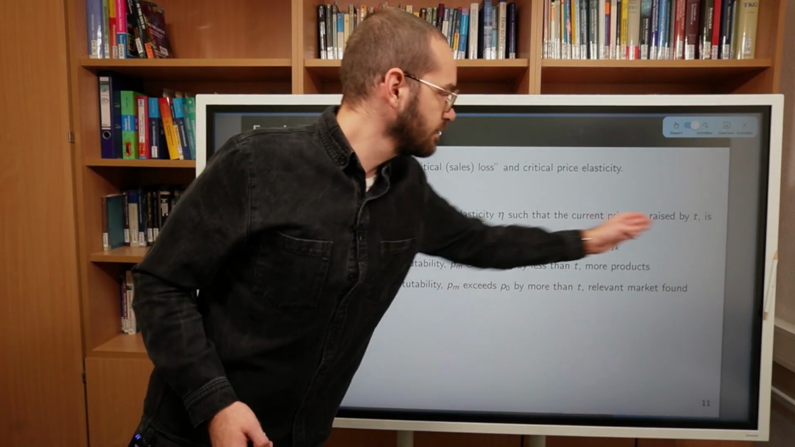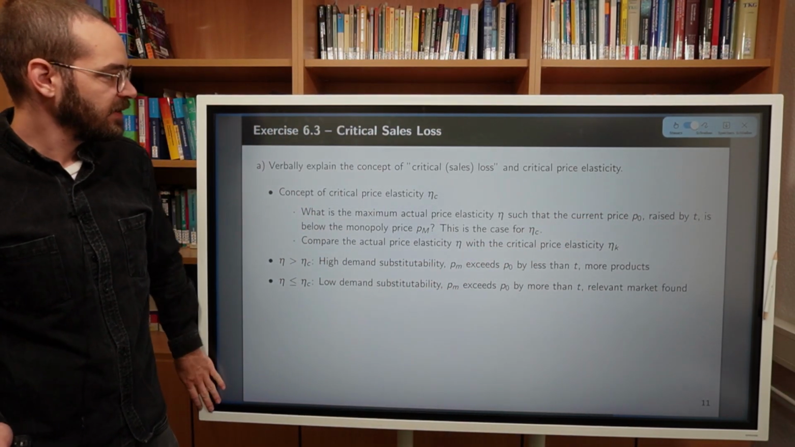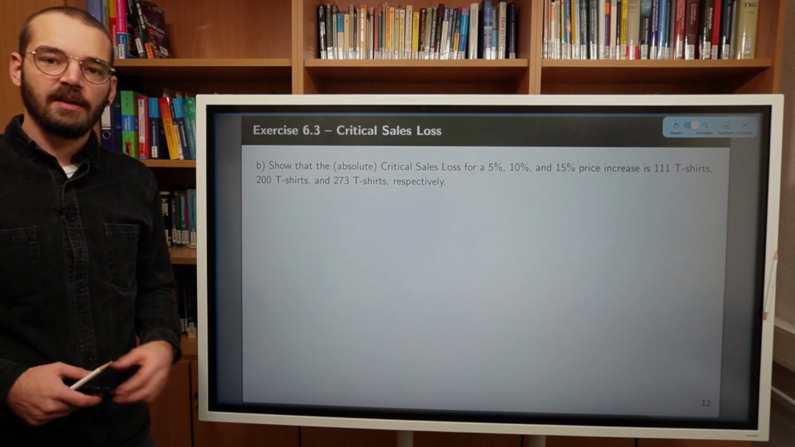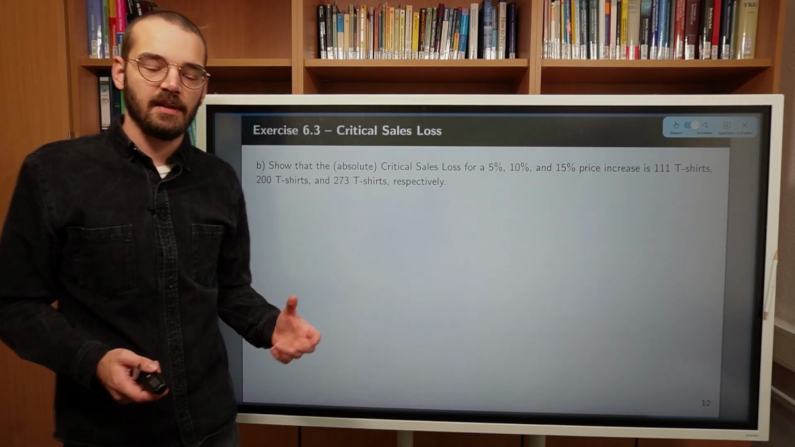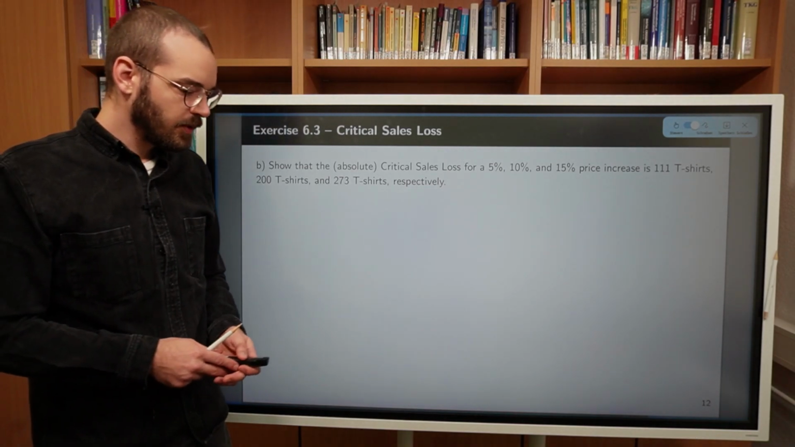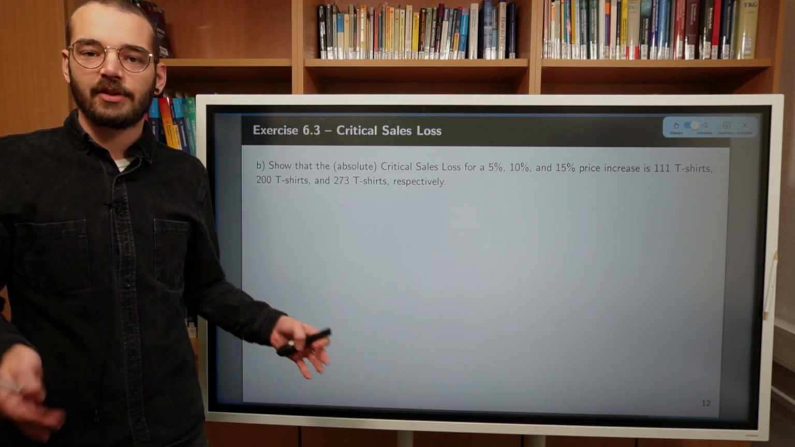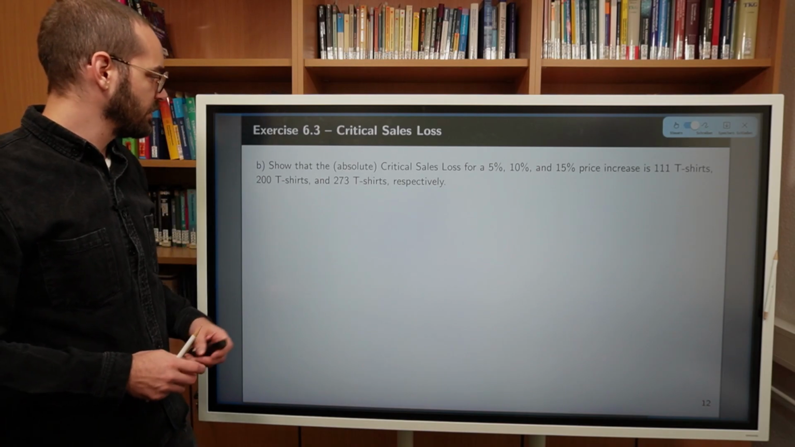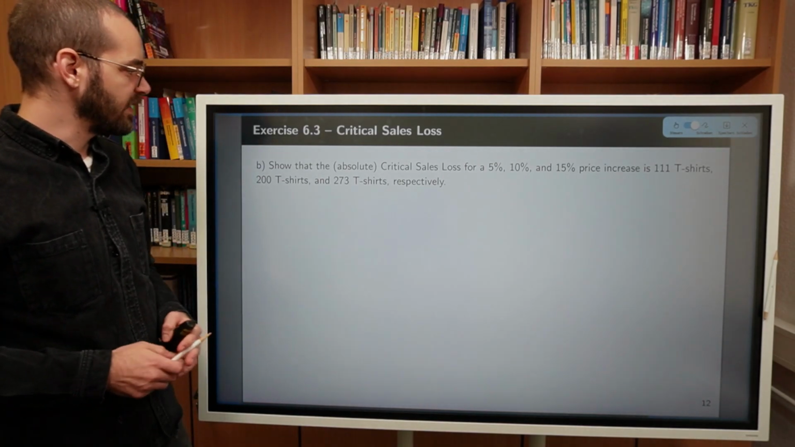All right. Now we have talked about the concepts of the critical loss analysis and the critical price elasticity. Let's next continue with a few actual calculations, just to follow along with this example.